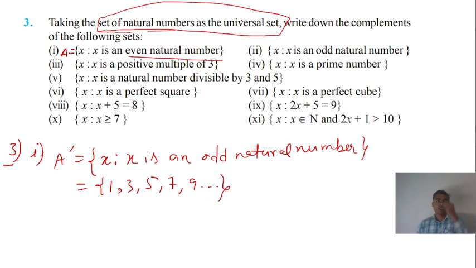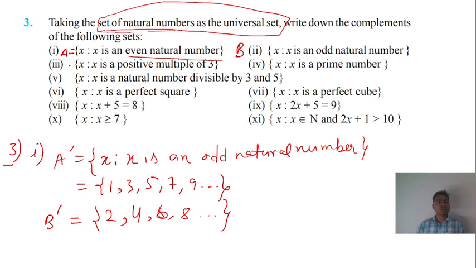Coming to part B, x such that x is an odd natural number. If B is the set of odd natural numbers, then its answer will be the set of even natural numbers, because the set of odd natural numbers and the set of even natural numbers are actually complements of each other.